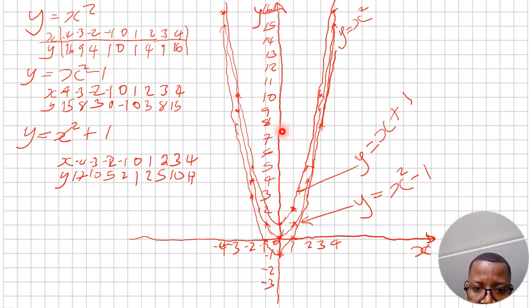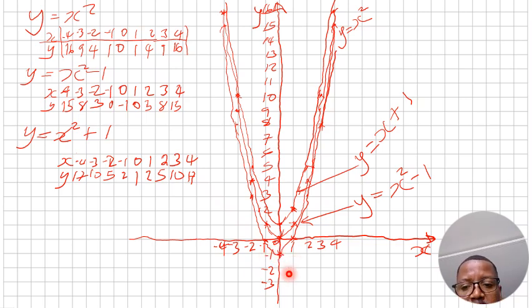We see that y is equal to x squared passes through 0, while y is equal to x squared plus 1 passes through plus 1, while y is equal to x squared minus 1 passes through minus 1. So what has changed here is that with plus 0, it's cutting the y-axis at 0. But with x squared plus 1, it's cutting the y-axis at 1. But with x squared minus 1, it cuts the y-axis at minus 1.